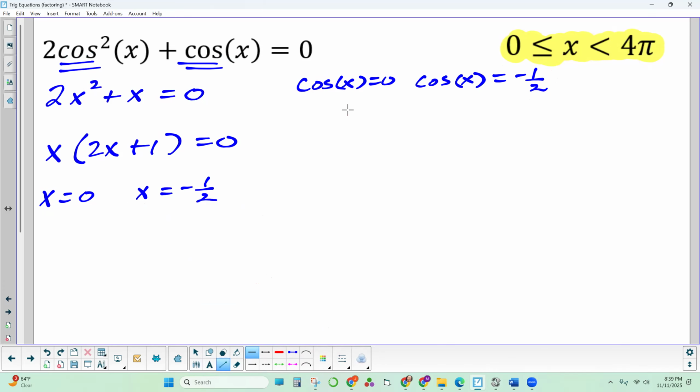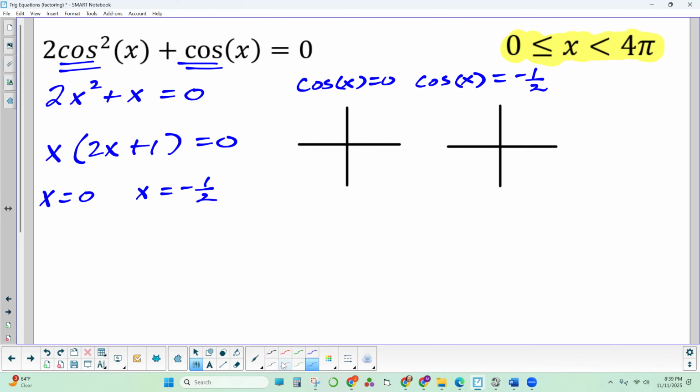Next, we will find the angles at which cosine is 0 and cosine is -1/2. Well, cosine is 0 at pi over 2 and at 3 pi over 2. And cosine is negative in quadrant 2 and 3. So I can see here that my reference angle is 60, so these two angles are 2 pi over 3 and 4 pi over 3.